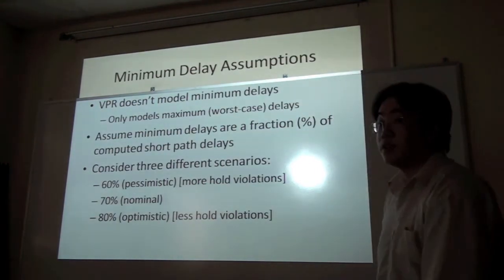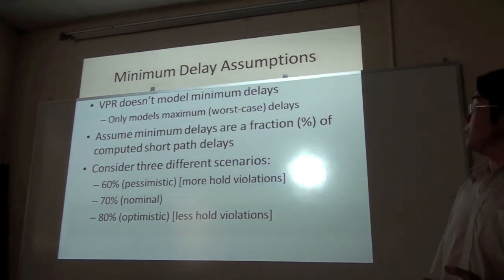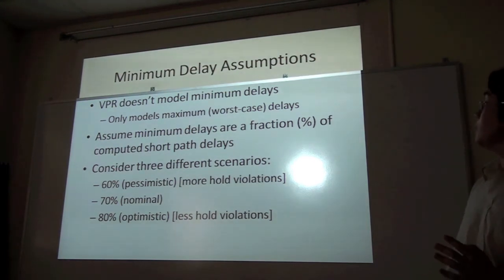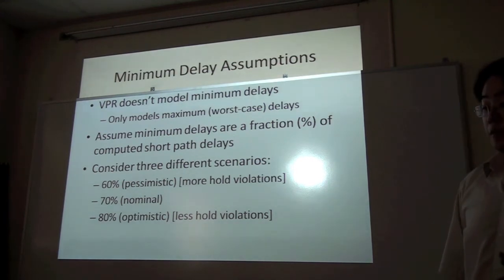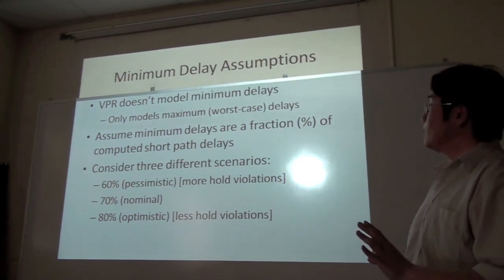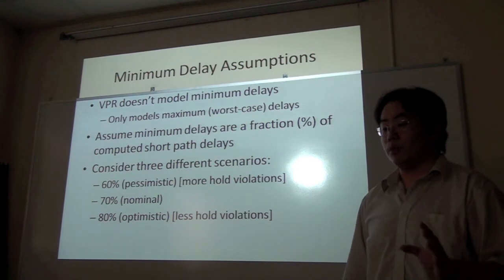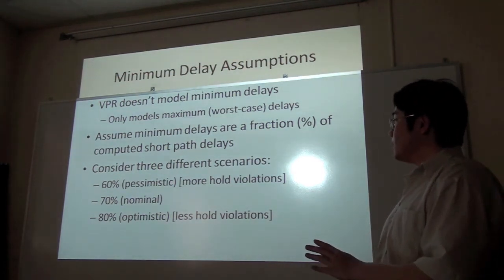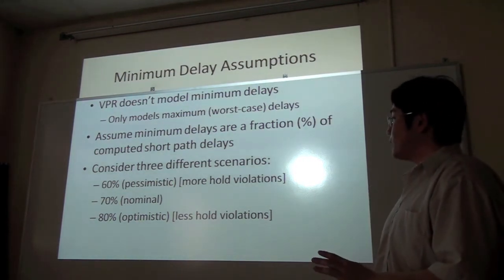One of the key challenges in figuring out how we can accurately measure the benefits of our optimization is that VPR does not model any minimum delays. It only models the long path constraints. So we computed the minimum delays between every pair of registers, and then for each delay, we took a fraction of that computed delay. We considered 3 different scenarios: 60% pessimistic, 70% nominal, and finally 80% optimistic.